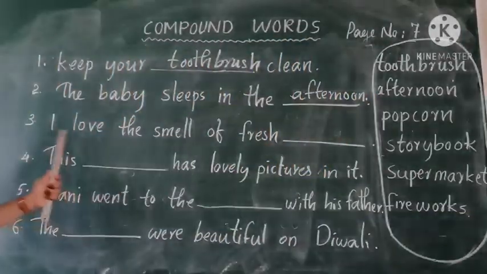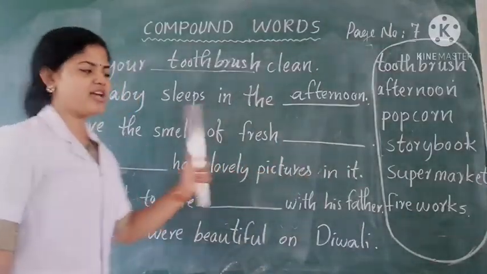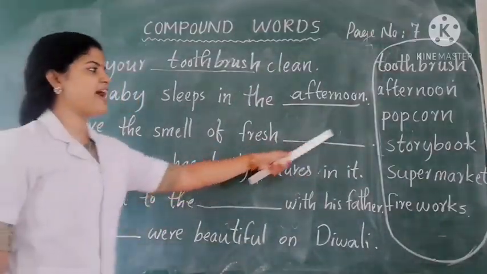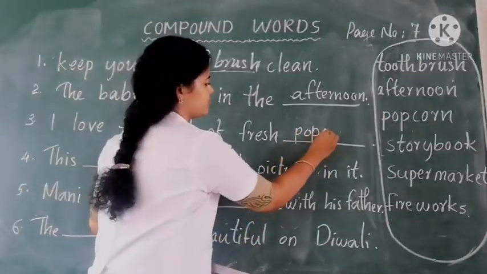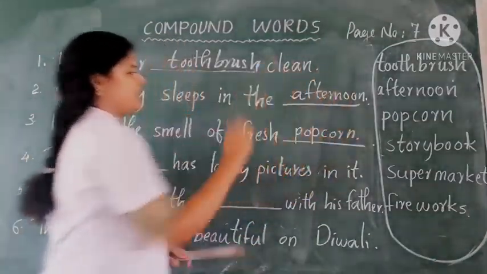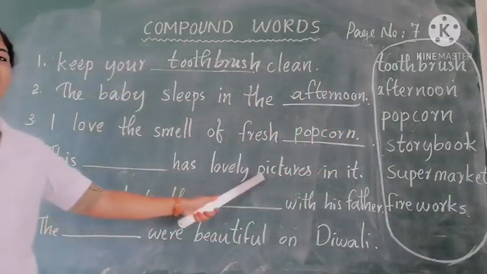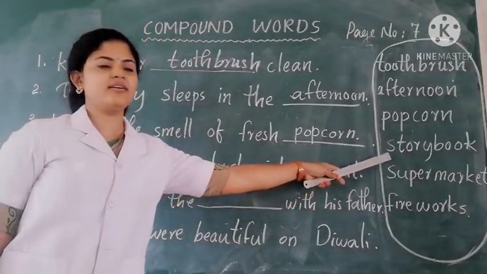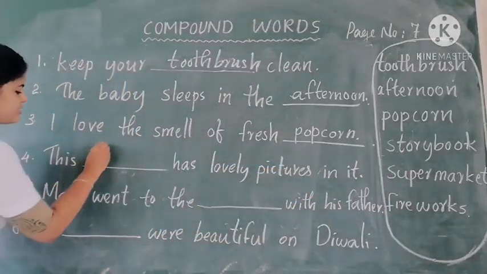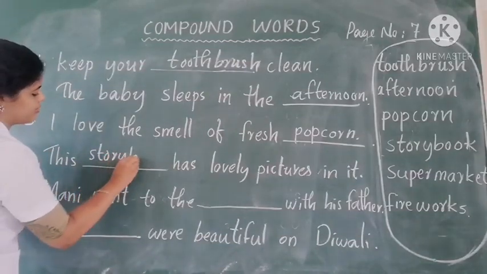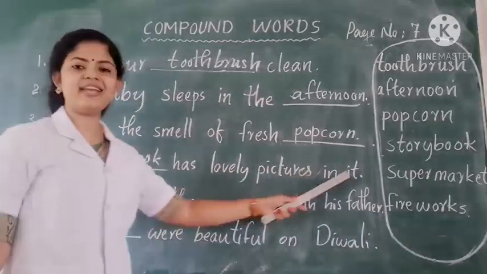Next one. I love the smell of fresh popcorn. Next one. This storybook has lovely pictures in it. The next compound word is storybook. So this storybook has lovely pictures in it.